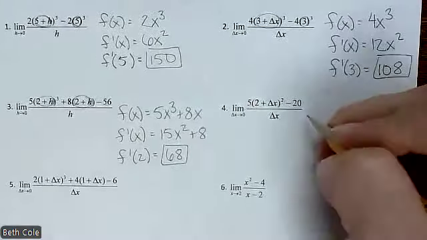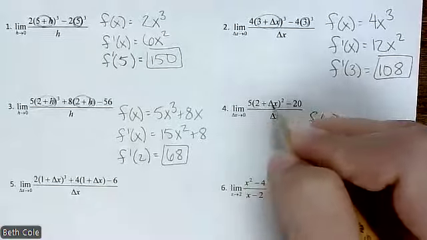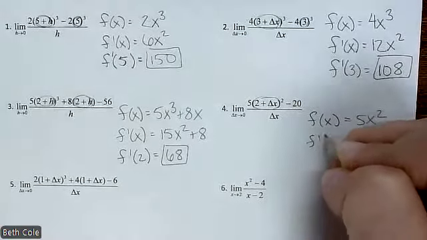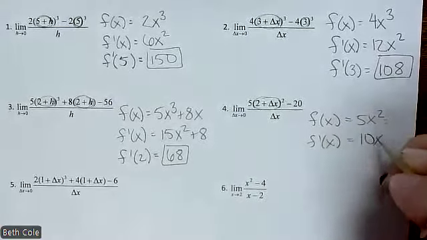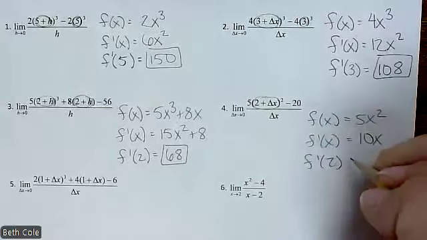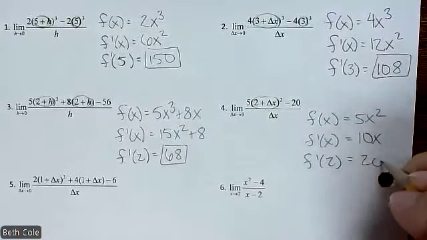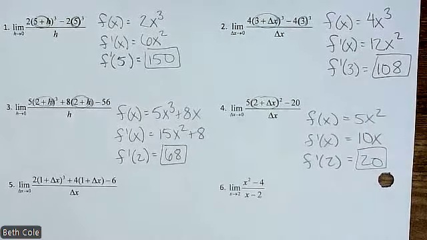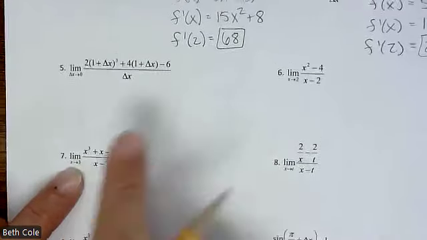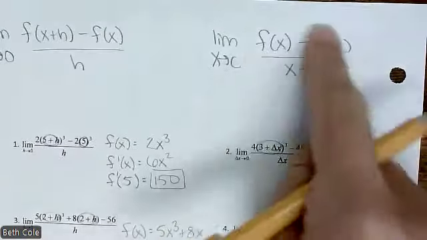All right, for this one, our function is 5x squared. The derivative of that would be 10x, and then we're plugging in 2. So your answer is 20. Let me look through. I don't think we're going to do like every single one of these. Let me do this one because this is going to be the other pattern. It's going to be this one right here.